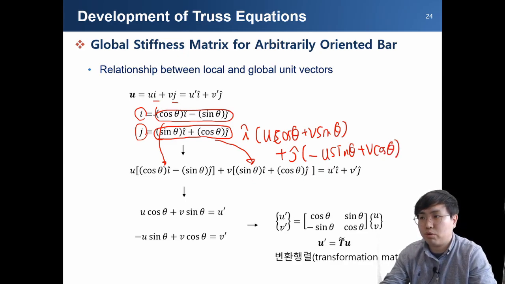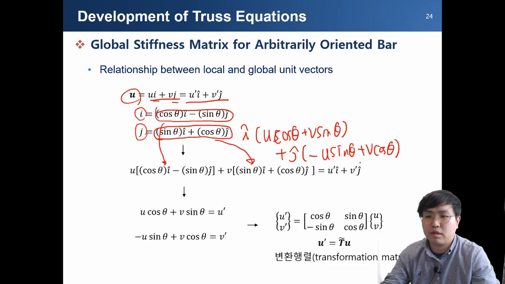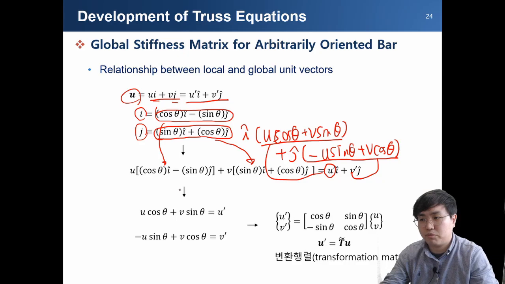These two vectors are the same vector, an arbitrary vector u. So this must be equal to u prime I hat plus v prime j hat. That means each component must be the same. So we can obtain this relationship. U prime is equal to u cosine theta plus v sine theta. V prime is equal to minus u sine theta plus v cosine theta.